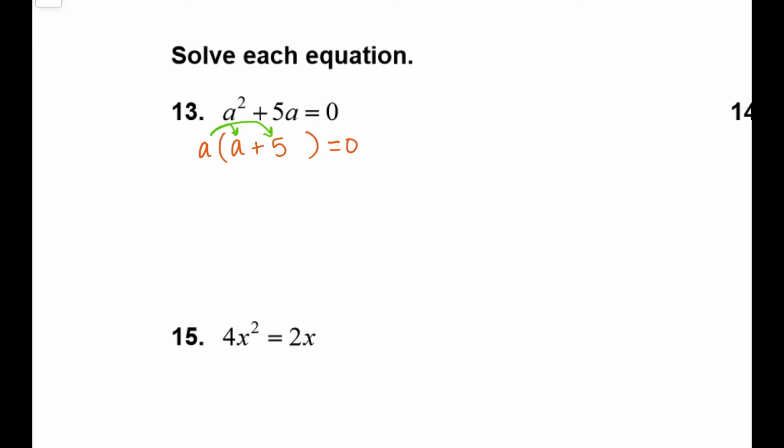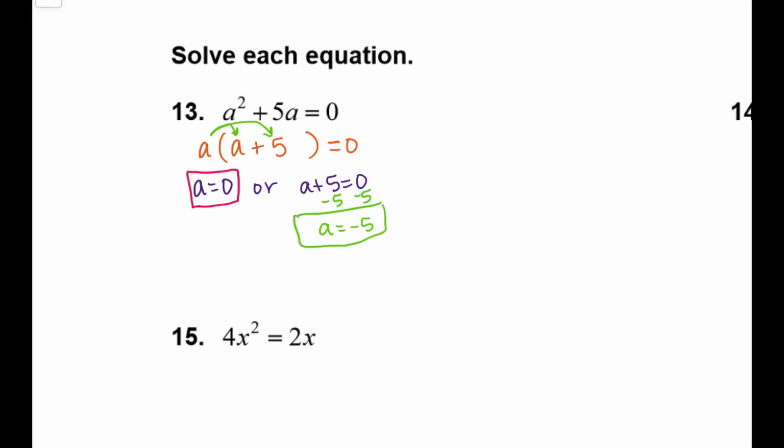Well, now we use the zero product property to write a equals 0 or a plus 5 equals 0. A equals 0 is done. We don't need to do anything, that's just the answer. But we do need to solve for a in the second equation. We're going to subtract 5 from both sides of the equal sign, and a will equal negative 5.